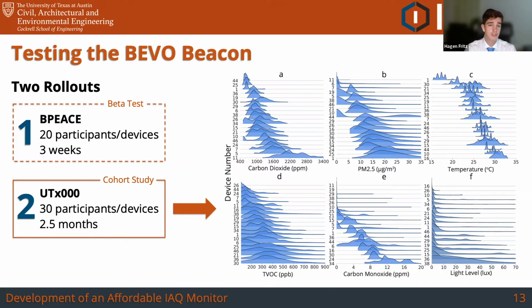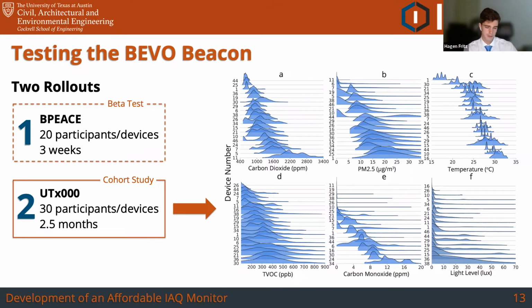What I'm showing you is the distribution of measurements for each of the participants within that study for each indoor air quality parameter. For the most part, all these measurements are within typical bounds, especially when you look at more vetted sensors like CO2 and particulate matter. The carbon monoxide is a little higher than perhaps we would expect, but that sensor technology is a bit more limited. And the temperature is a little high, and that's just because the BEVO beacon was a little bit hot.